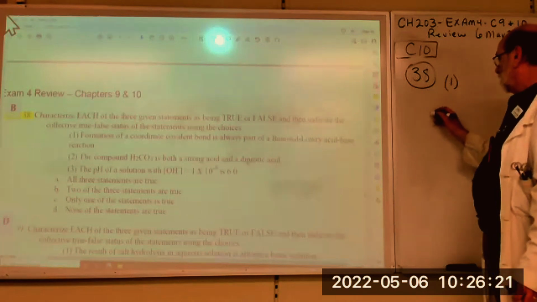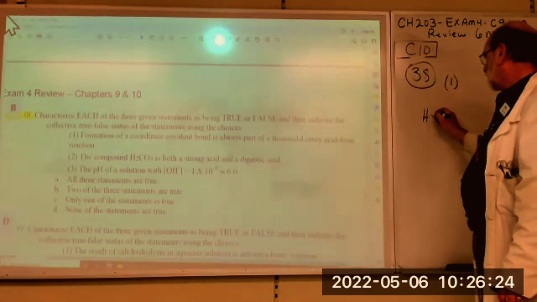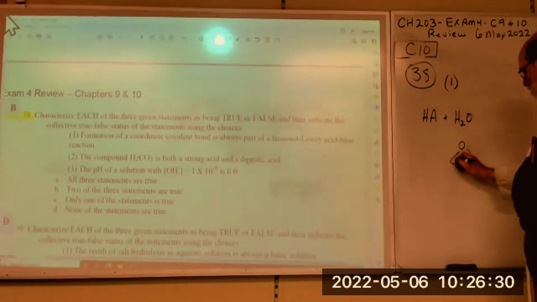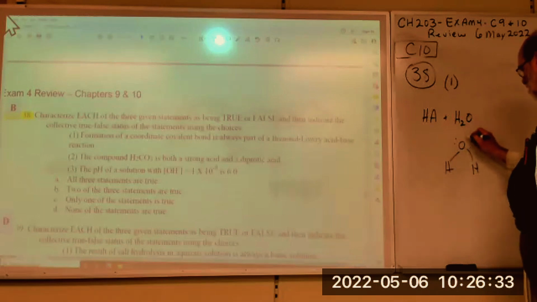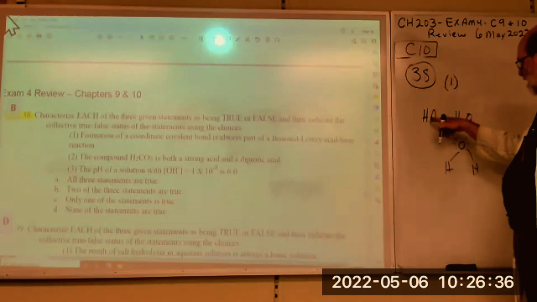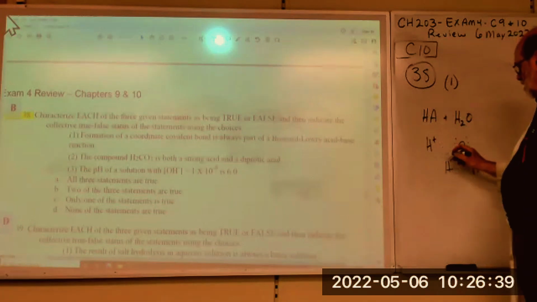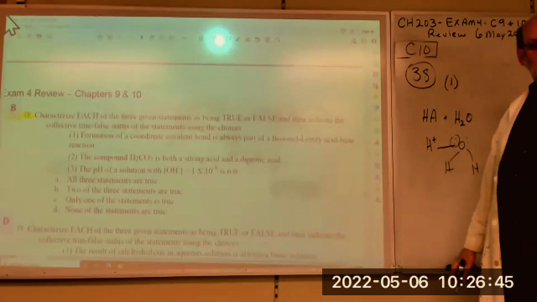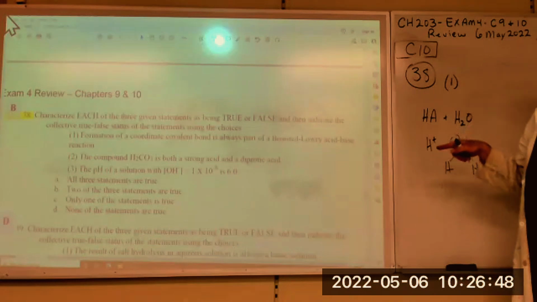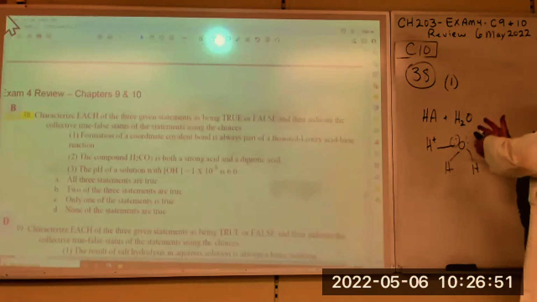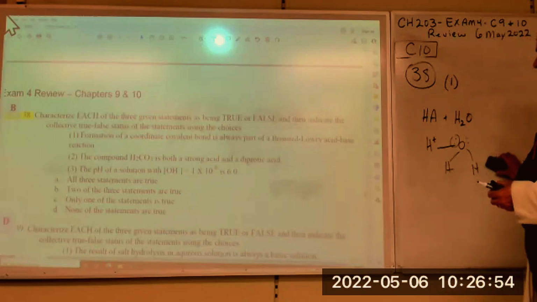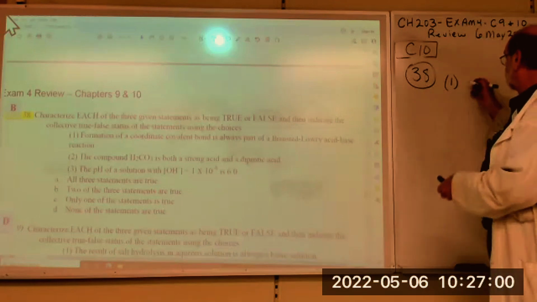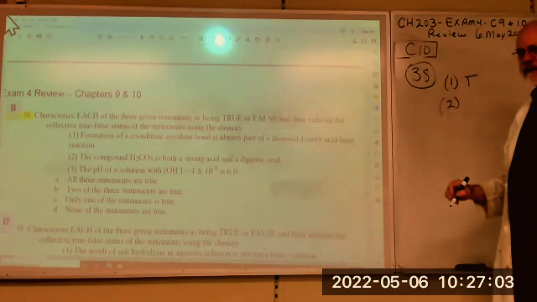That may be true. If you have an acid and water like this, then if that proton leaves, it's going to bond here. Yeah, that's true. Number one is true, because both of those electrons came from water. That's the only example we need to satisfy the conditions of that statement. So one is true. I'd think about that one for a minute.